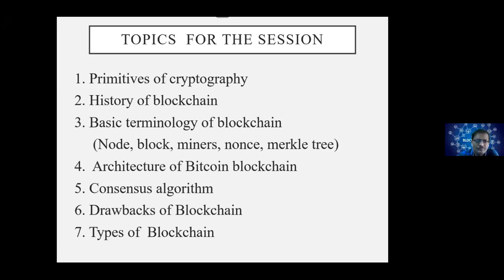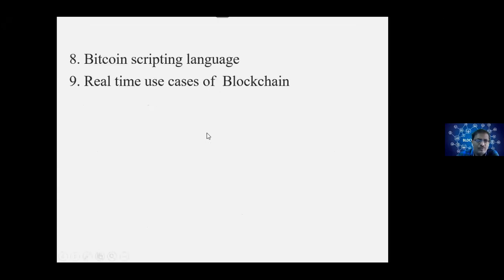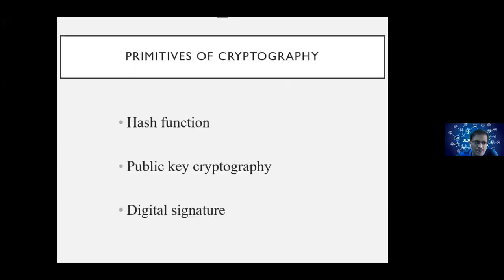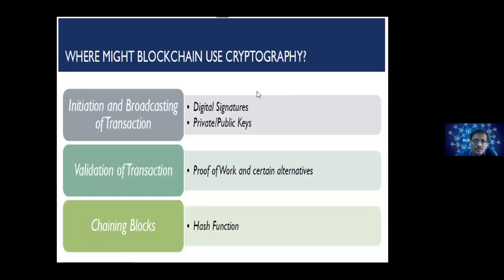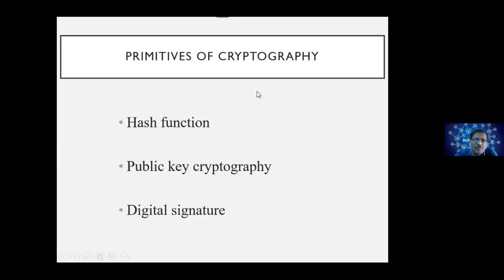And next we will look at the Bitcoin scripting language, and a few use cases of blockchain. So here we go with the primitives of cryptography. These are the things we use in blockchain. These are the cryptographic primitives like a hash function, public key cryptography, and digital signature. First we will look at these and then we'll go with the blockchain concepts.